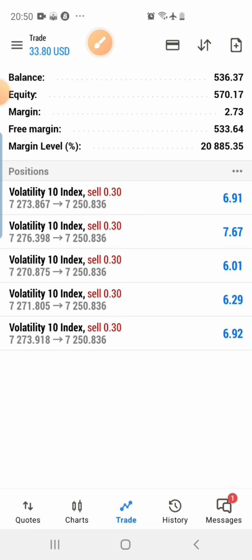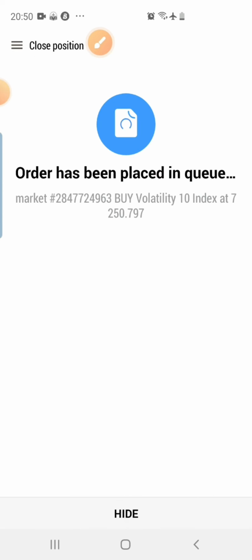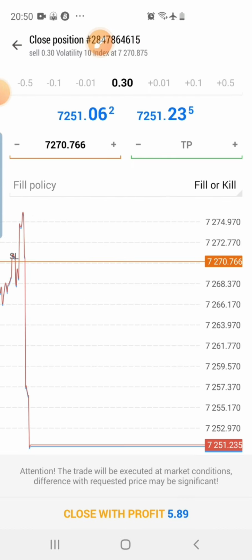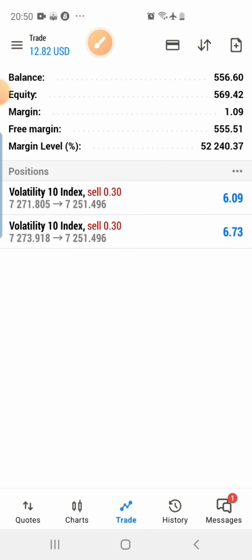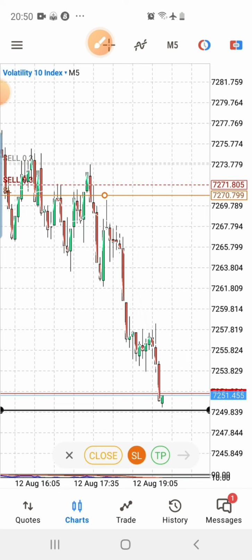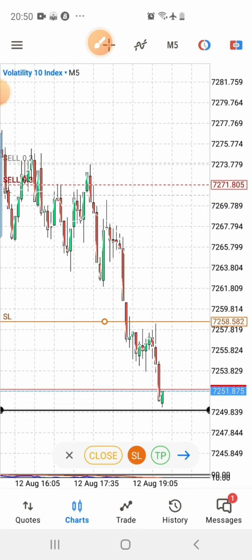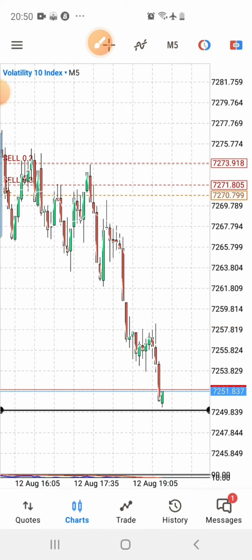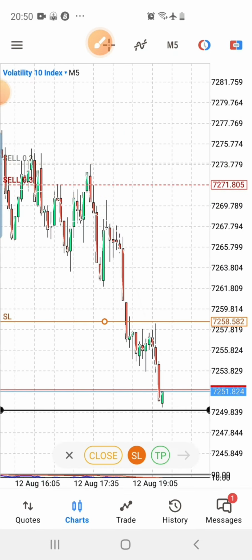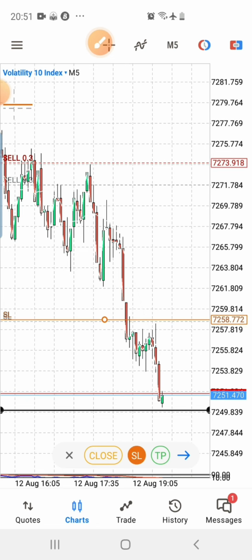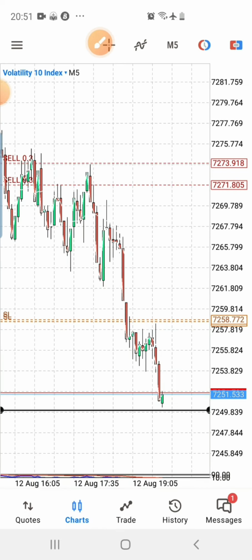This is a small account already, so I'm going to close this. I'm going to close this. I'm going to close this also. Then I'm going to allow these two to run. I will simply shift the stop loss to here. I'm going to shift the second stop loss also. I'm going to shift it here too. You can see I've locked in this profit right now, so I will allow the trade to push down.